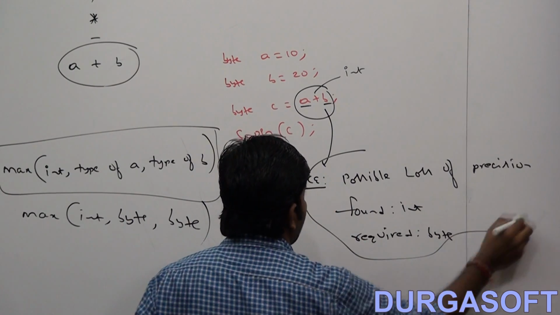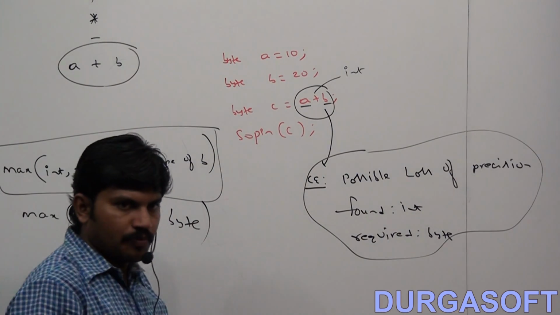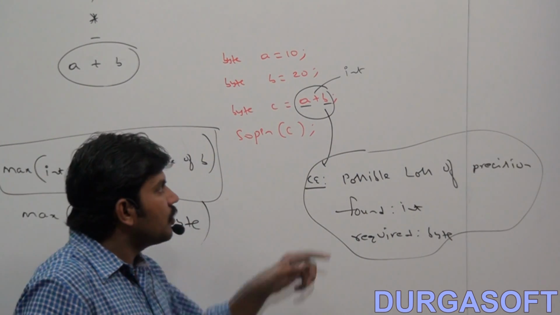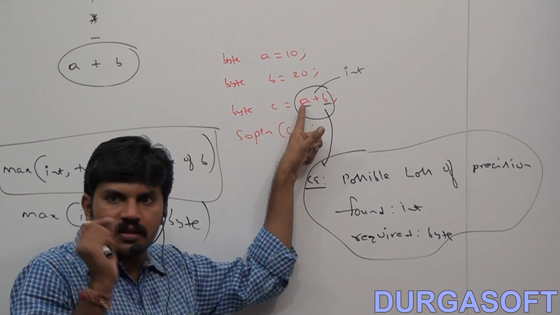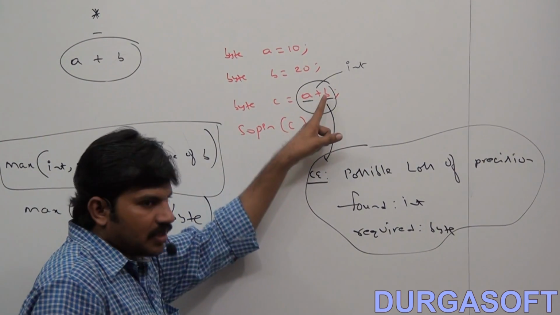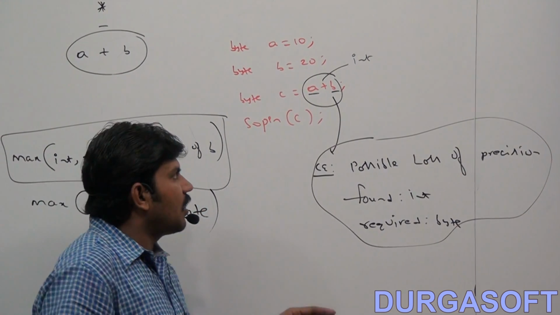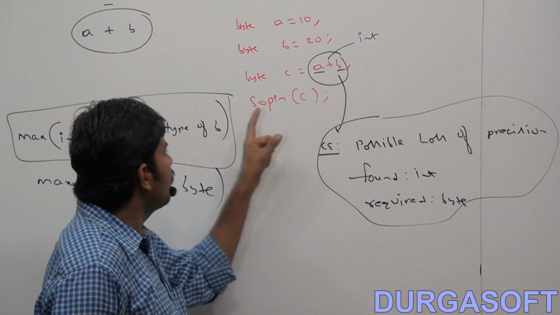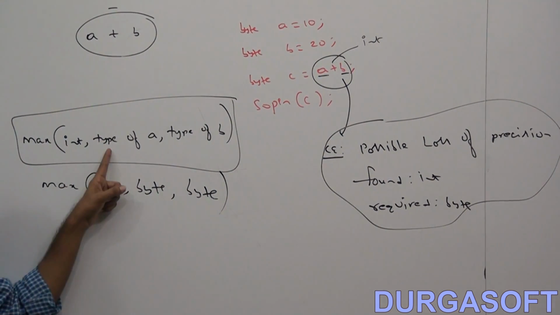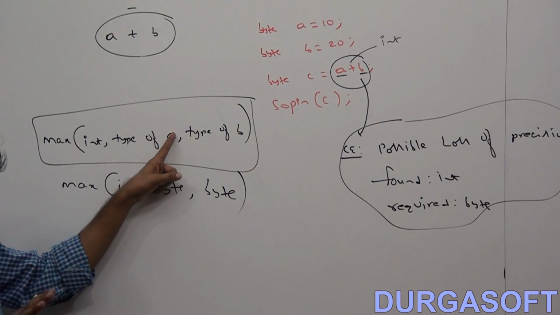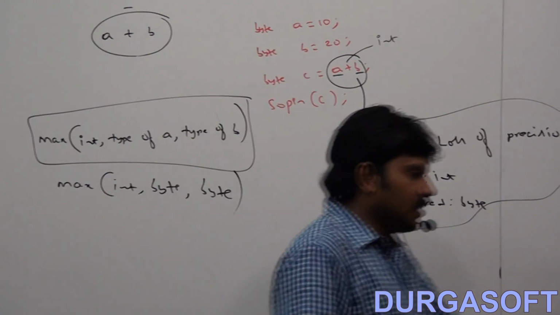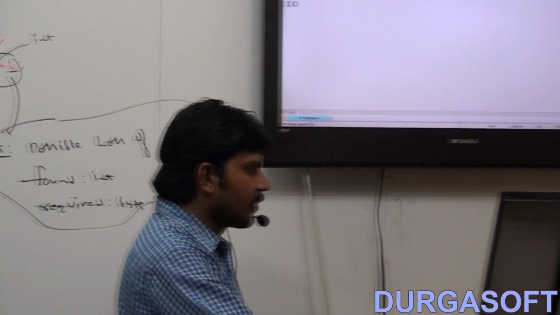This is the compile time error we will get by default. I hope you can see it very clearly. If we apply any arithmetic operation between two variables A and B, the result type is nothing but max of int, type of A, type of B. Is it clear for all of you? Let me explain and show this point now.